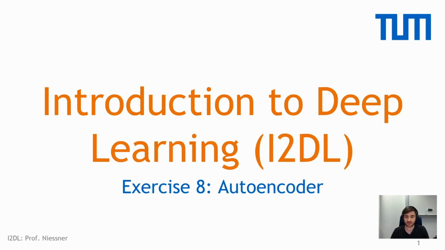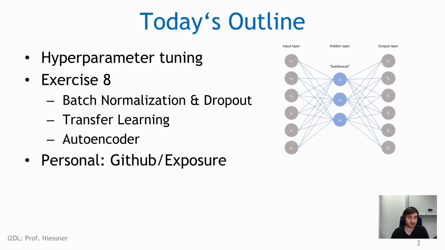In session 8 today, we're going to talk about transfer learning and autoencoders. So let's get started. Today, I quickly want to recap and have a few notes on hyperparameter tuning again. After that, we are going to have a look at exercise 8. Here, we're going to first look at batch normalization and dropout. These are two additional techniques to improve and also regularize the network. And then we are going to talk about transfer learning and autoencoders, which is the main part of the exercise.